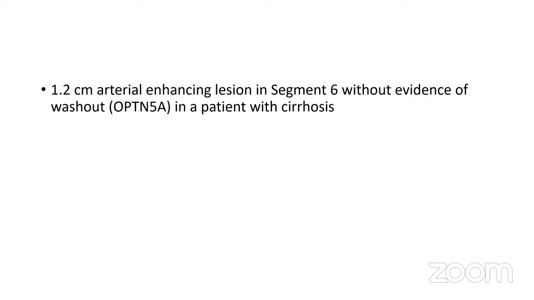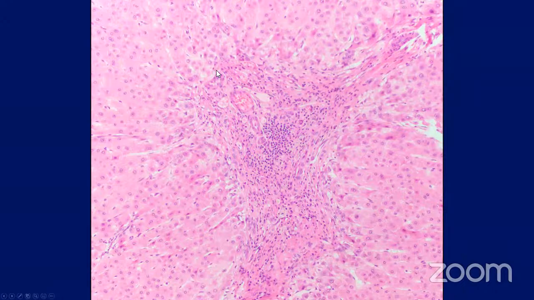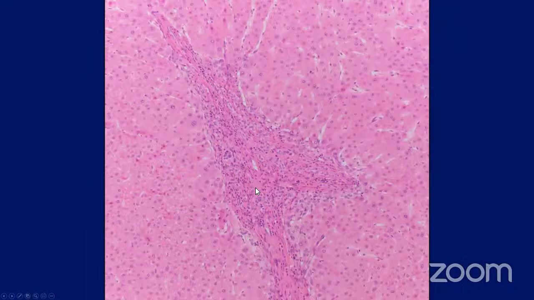So this is a 1.2 centimeter arterial enhancing lesion in segment 6 without evidence of washout in a patient with cirrhosis. This is what the cirrhotic liver looks like, and here you have this lesion which shows a central scar and some ductular proliferation. If you go on higher power, you'll see there is ductular proliferation and enlarged unpaired arteries. This is another example again showing the ductular proliferation. So this is an FNH-like lesion in a cirrhotic liver.